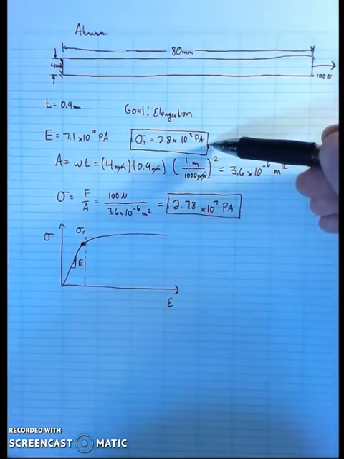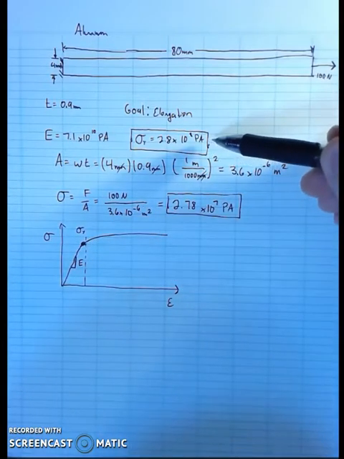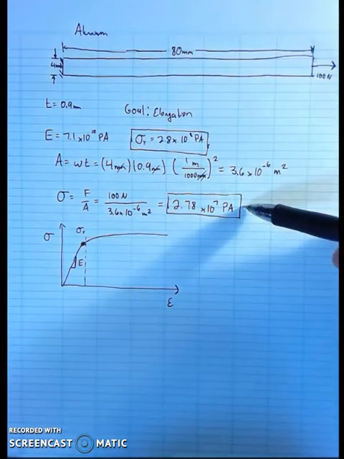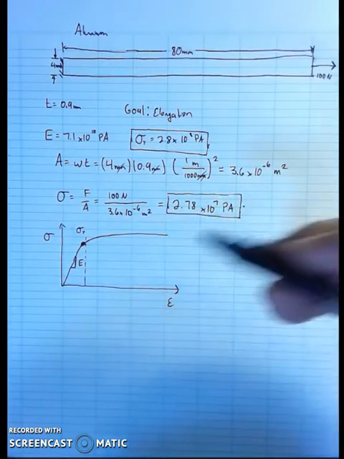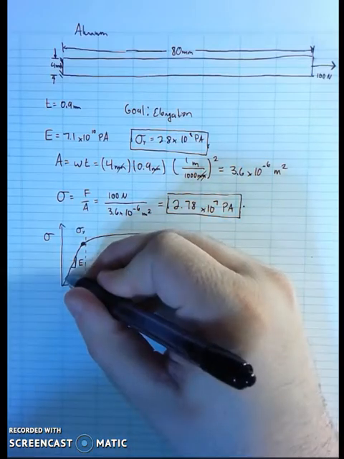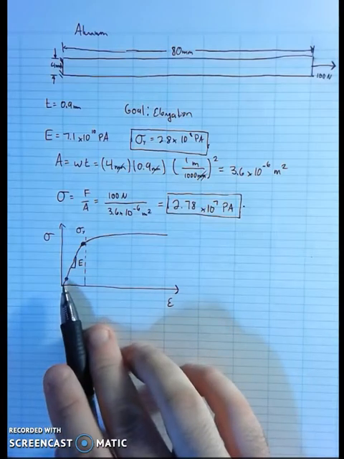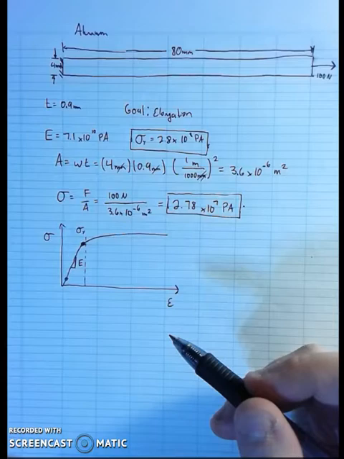This value, which again corresponds to that mark that I made on the graph, is 2.8 times 10 to the 8th pascals, and this value, which is the stress that the object actually experiences, is about 2.8 times 10 to the 7th pascals. So what that means is I'm actually way down here on the stress strain curve, definitely to the left of this dotted line. So that's good. I'm in the elastic region, so I can continue with my calculation.